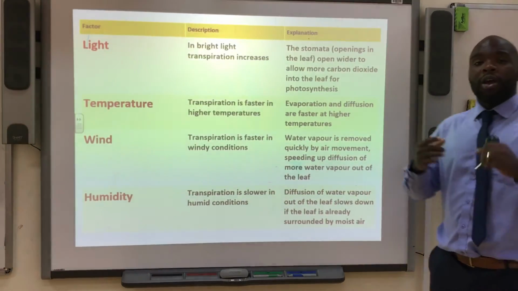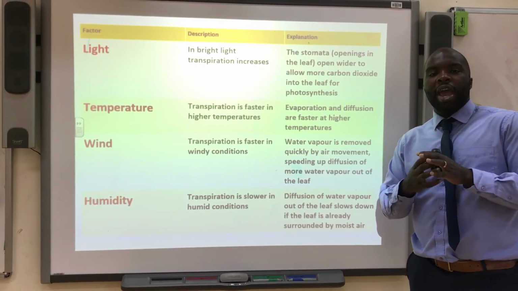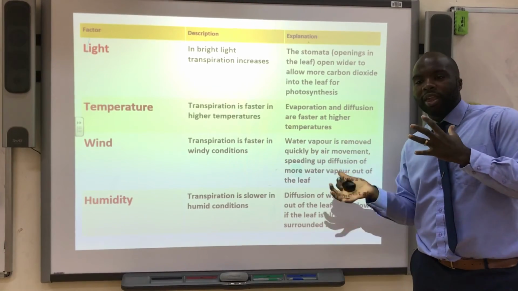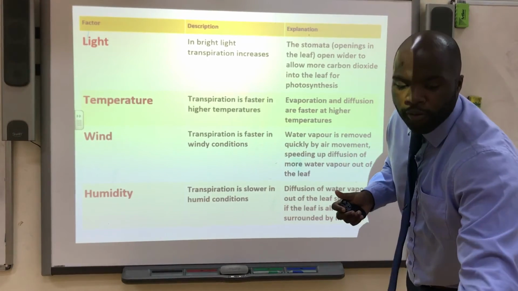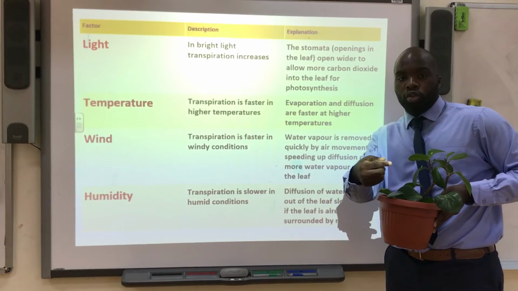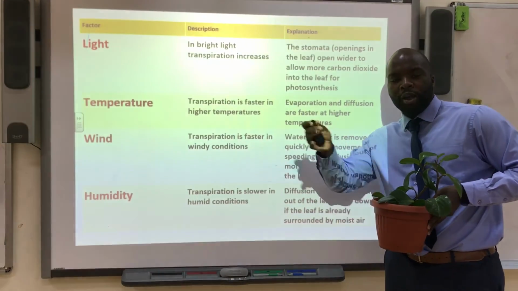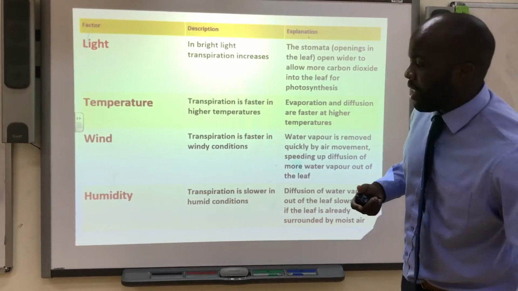And that's because as it's windy, water molecules or water vapor, which is around the leaf, is constantly being moved away from the leaf. And therefore, the water will always continually have that concentration gradient. Water molecules will move from a high concentration, which will be inside the leaf, to a low concentration, which will be in the surrounding air. Then as more wind blows past, more water vapor will be moved on, and that concentration gradient is maintained.